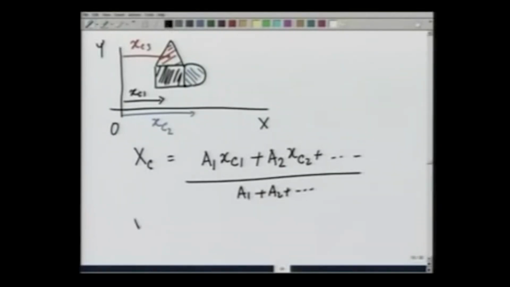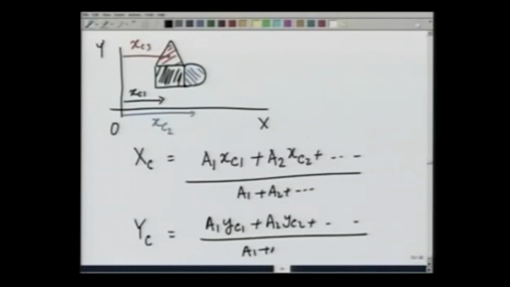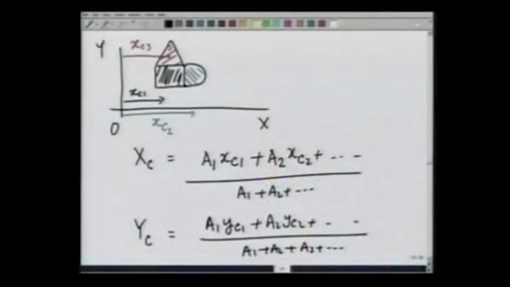Similarly, y_c for the total area is going to be A1 times y_c1 plus A2 times y_c2 plus so on, divided by A1 plus A2 plus A3 and so on. This comes in handy when we know several areas that are joined together and I know the formula for the different areas, but wish to calculate the centroid for the joint area. Let us do a couple of examples using this. I leave the simple proof of this for you to do.